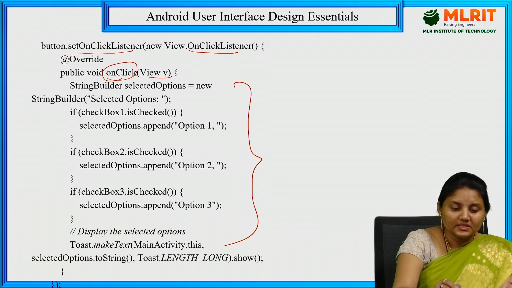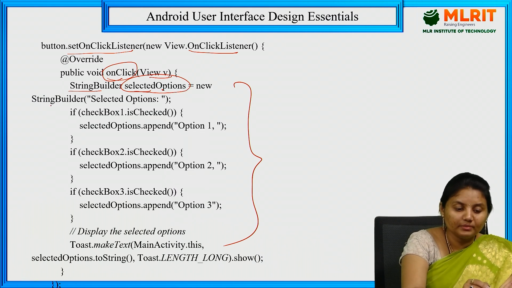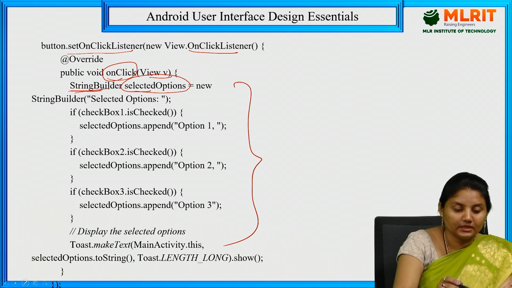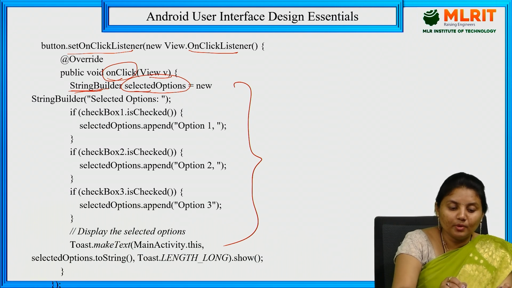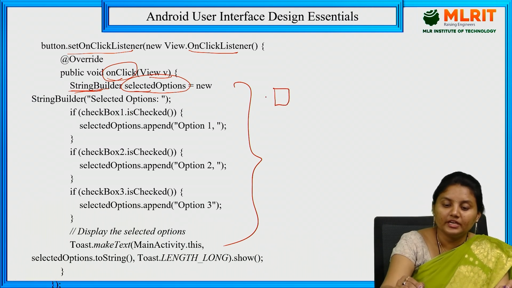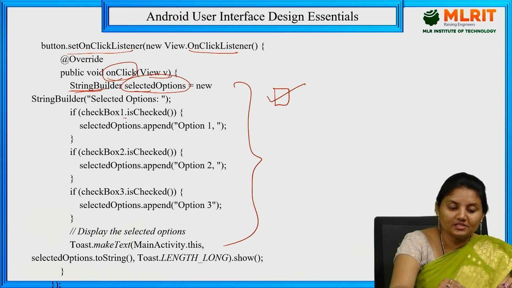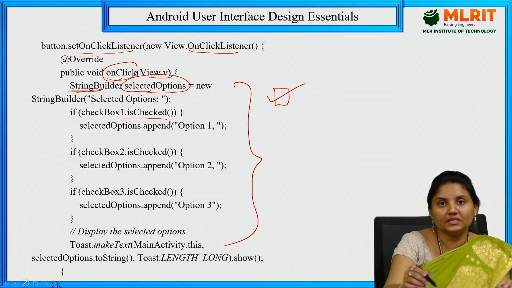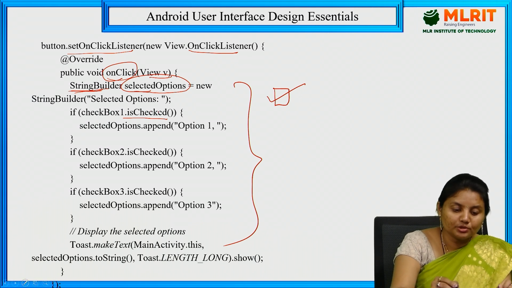StringBuilder selectedOptions. StringBuilder is a class where you are giving an object selectedOptions, which takes all the selected options. Okay, you have to use the StringBuilder class. Now from here, if checkbox1 is checked, checkbox1 means what? The first item. How do you know whether it is checked or not when you have a checkbox? If it is ticked, then isChecked will be true. isChecked means whether it is checked or not. That will become true. If this is true, you have to append it. Append means add that option.